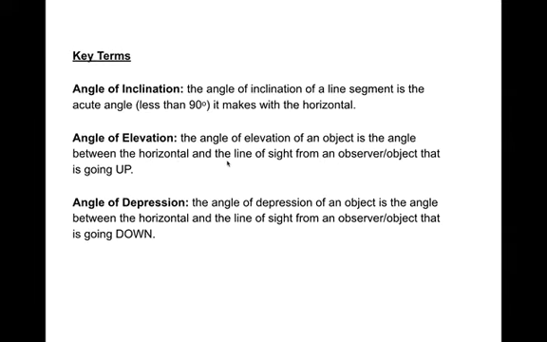It could be from the ground. If you were lying on the ground and angling your eyes up to look at the top of a tree, that would be an angle of elevation of how much you lifted your eyes up. Or even if you were standing up and looking straight ahead and then lifted your eyes up to look at the top of the tree, from the horizontal, from the height of your eyes, and then angled up, that's the angle of elevation.